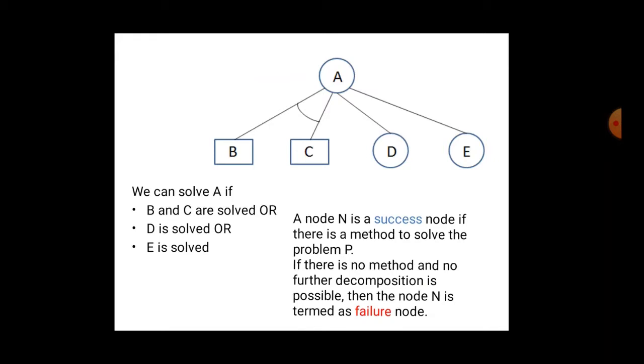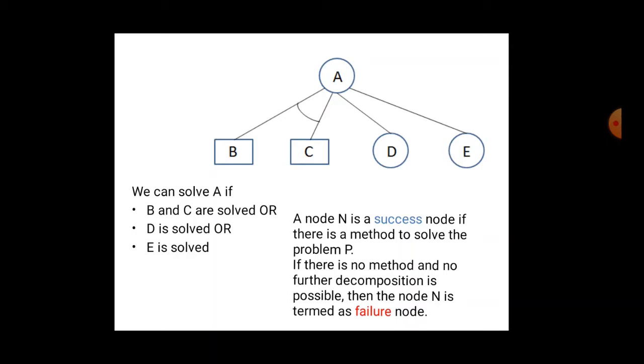This is an AND OR tree where our initial state is node A. This problem has to be decomposed into subproblems where we get B, C, D and E as the subproblems. B and C are connected using an AND operator, which is here signified using an arc between B and C nodes, and hence these nodes B and C are AND nodes. Whereas D and E are OR nodes.